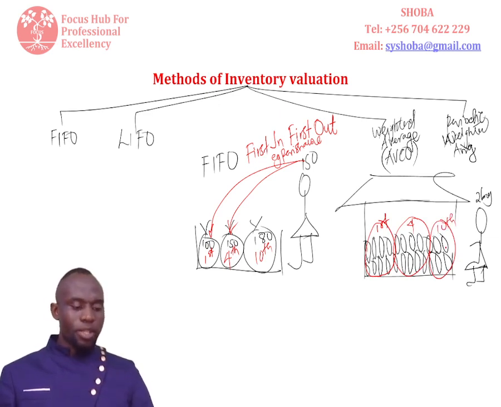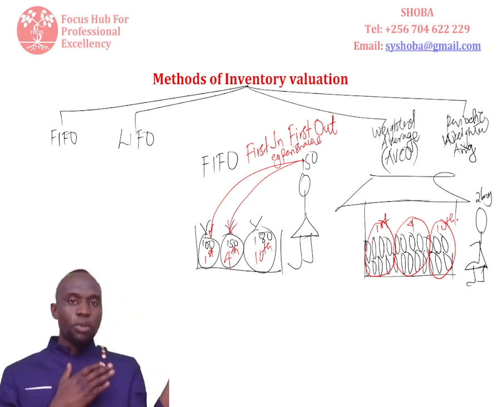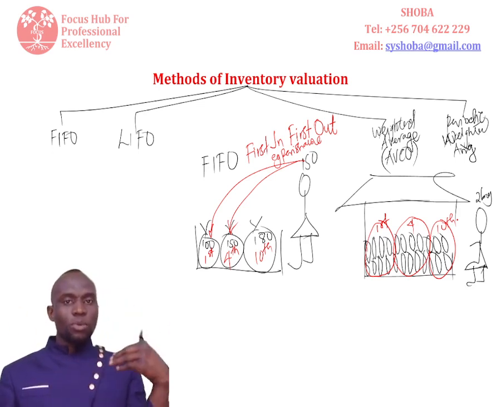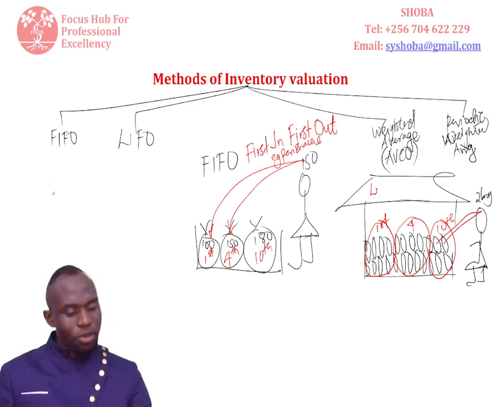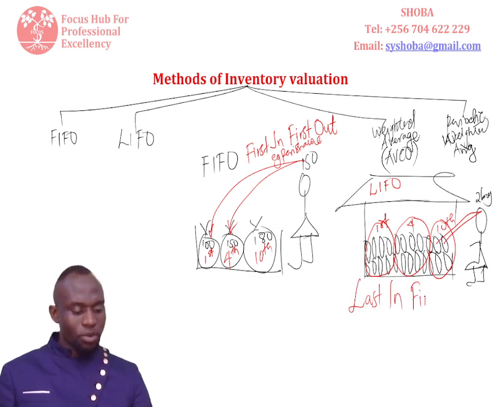So where do we get the 2 sacks from? You see, these are not perishable items. So where do we get the 2 bags from? We don't first remove all the bags. So we get from the most recent. So we get the 2 bags from here. So this method is called the LIFO method. And LIFO means the last in is the first out. So what has come in last would be the first to be given out.